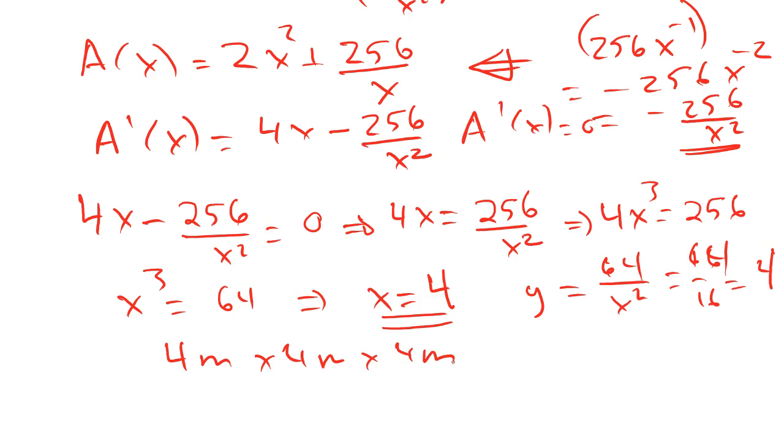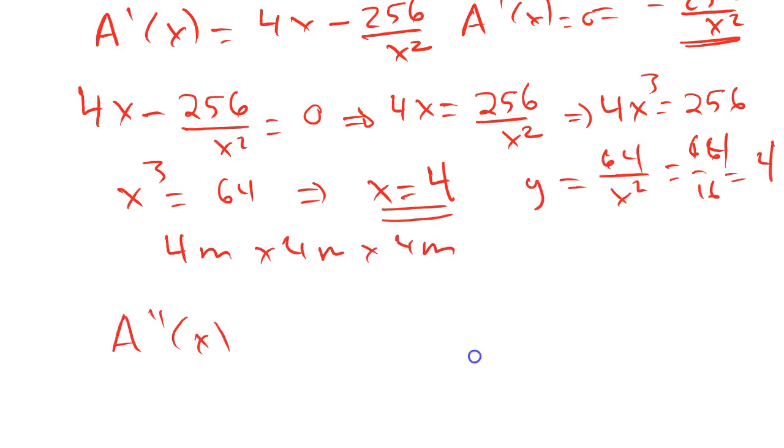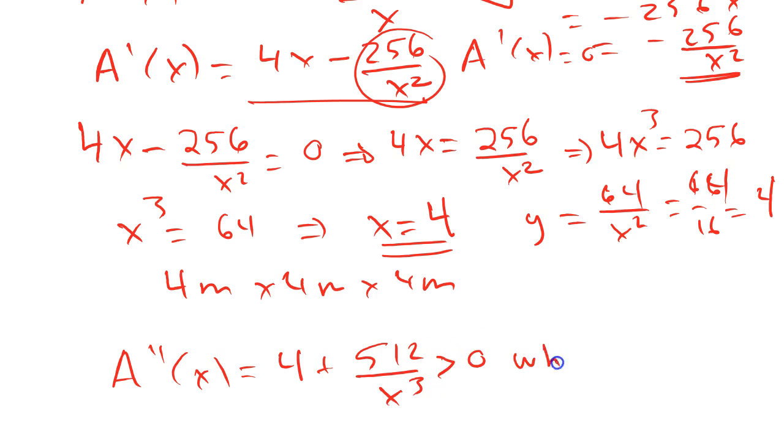The only thing you have left to do is actually verify that it is a minimum. So we'll find the second derivative, A double prime of x. We differentiate this term here, and we're going to have 4 plus 512 over x cubed. You can verify this derivative if you wish. This is always greater than 0 when x is equal to 4, so we've actually verified it.